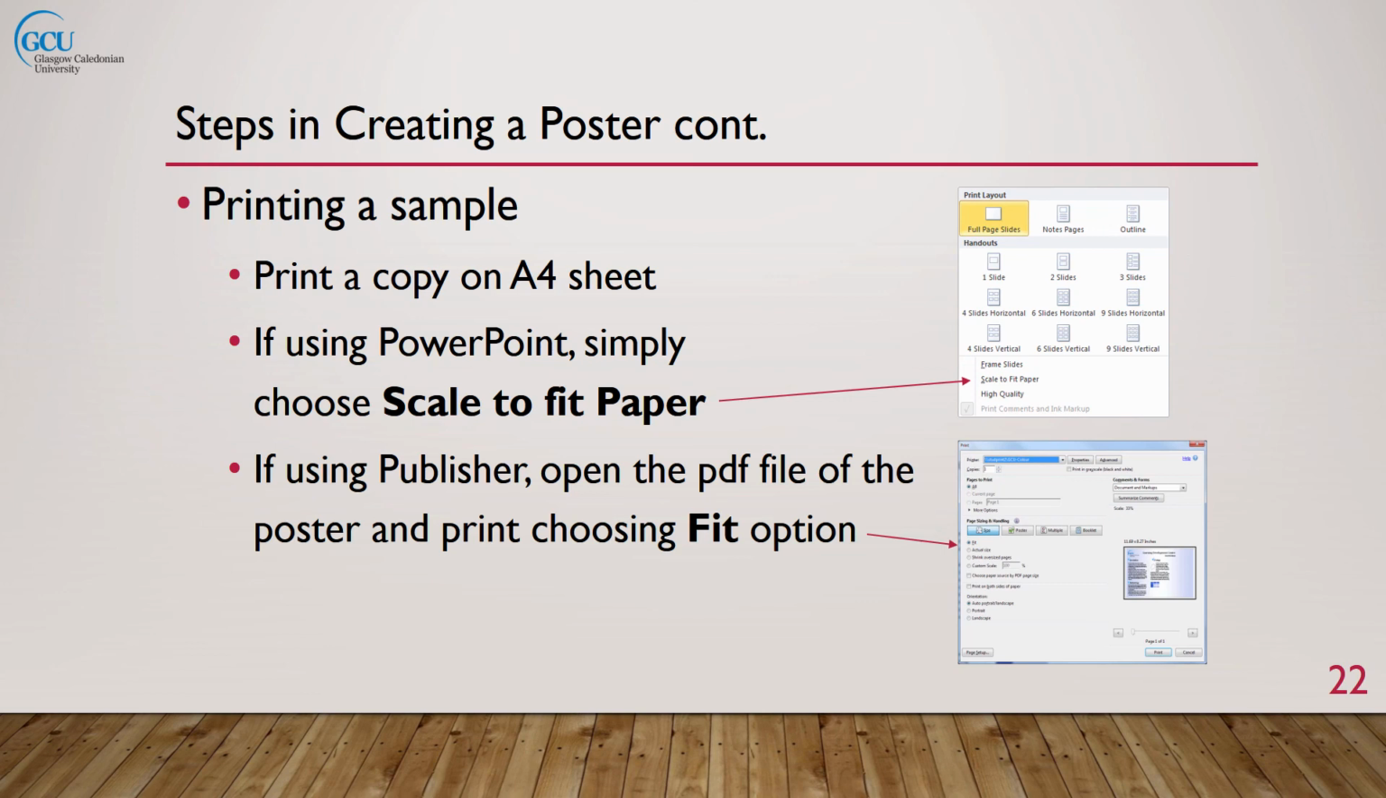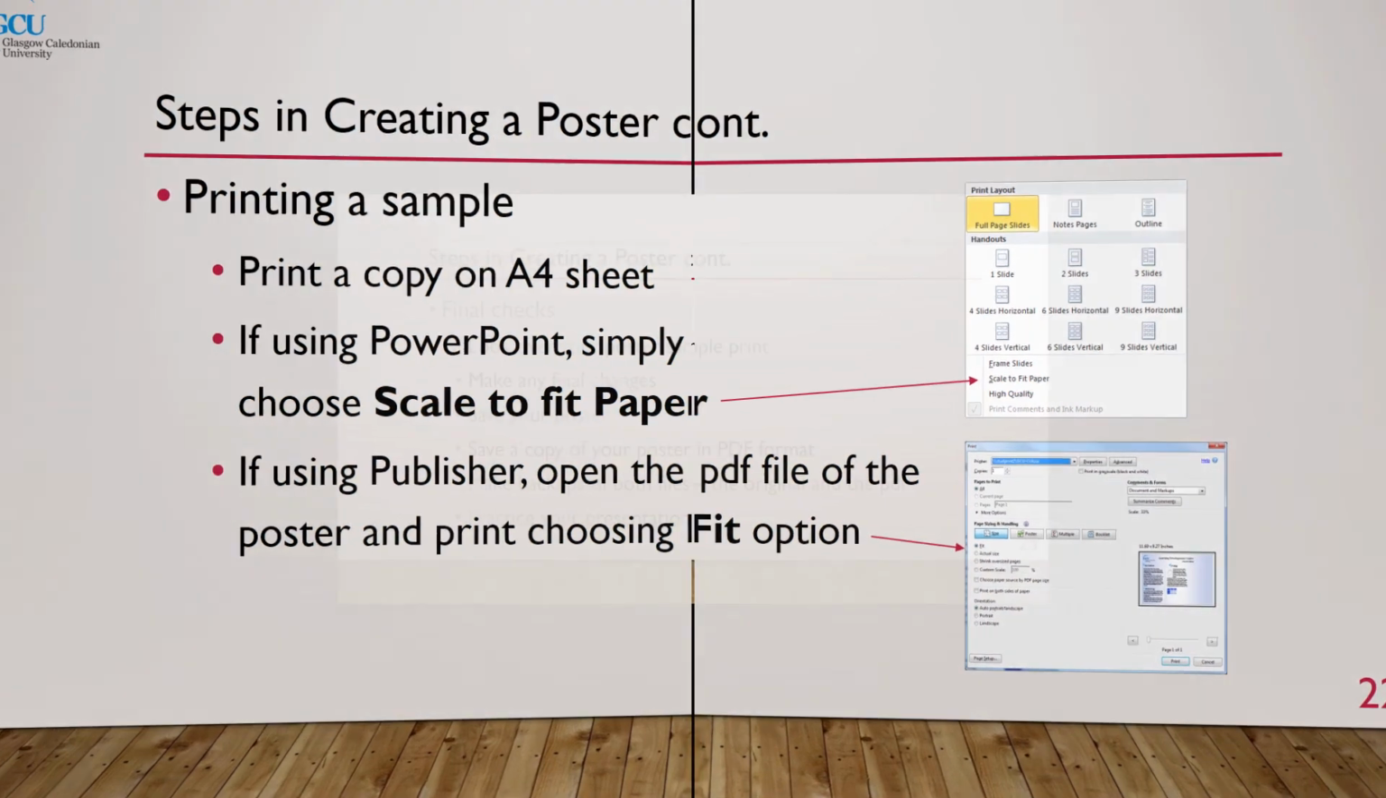If you're using Publisher, don't print directly from Publisher. Open the PDF file that you've created, and from there you will see an option when you go to printing. You will see an option called Fit, and it will fit whatever paper size you specified for that printer. So you can print an A1 size poster on an A3 sheet of paper. It's always a good idea to print on paper because it will look different and you will see it better and you will see it closer to what it actually will look like when it's printed in full size.